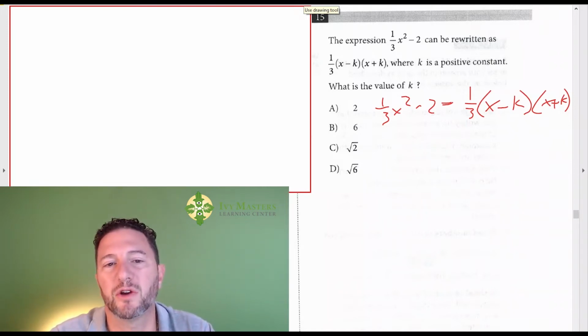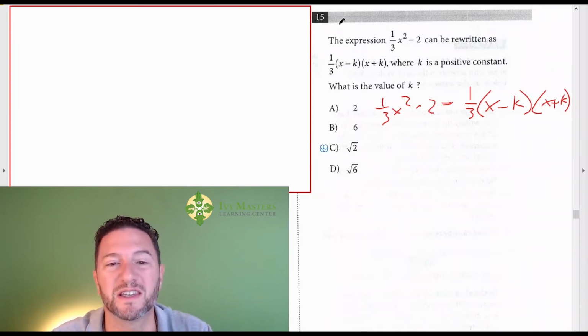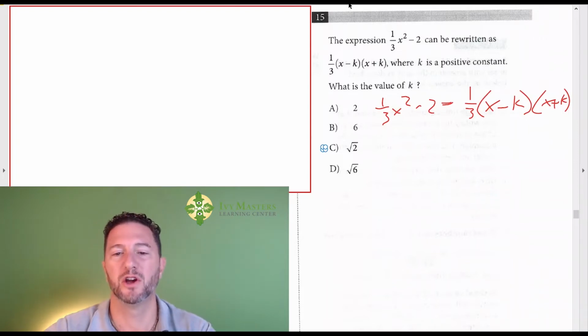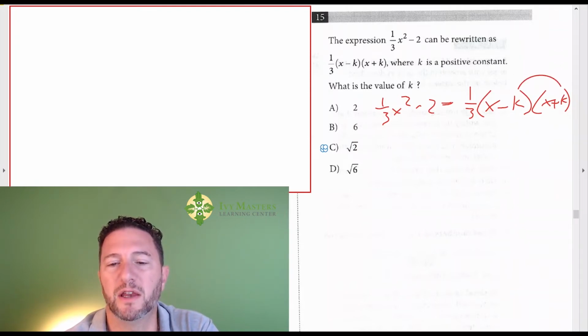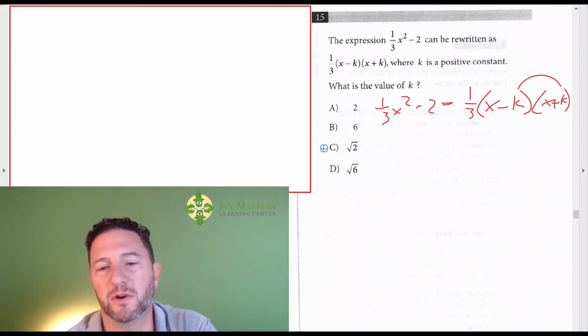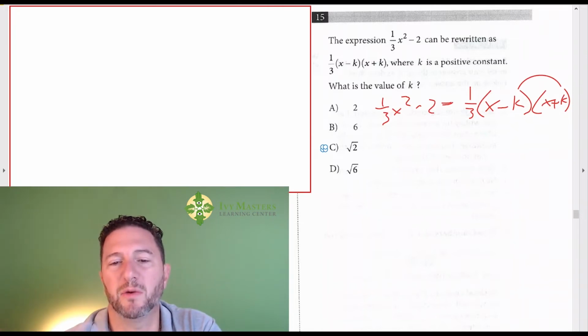Now I'm going to tell you straight away, if you got this question wrong and had an idea of what you're doing, then you chose C. C is hands down the most common wrong answer here, because what students do is they say, when you multiply the k and the k over here, you get k squared, and that corresponds with your -2. You get negative k squared equals -2, so k equals square root of 2. But I'm going to show you exactly why that's wrong.